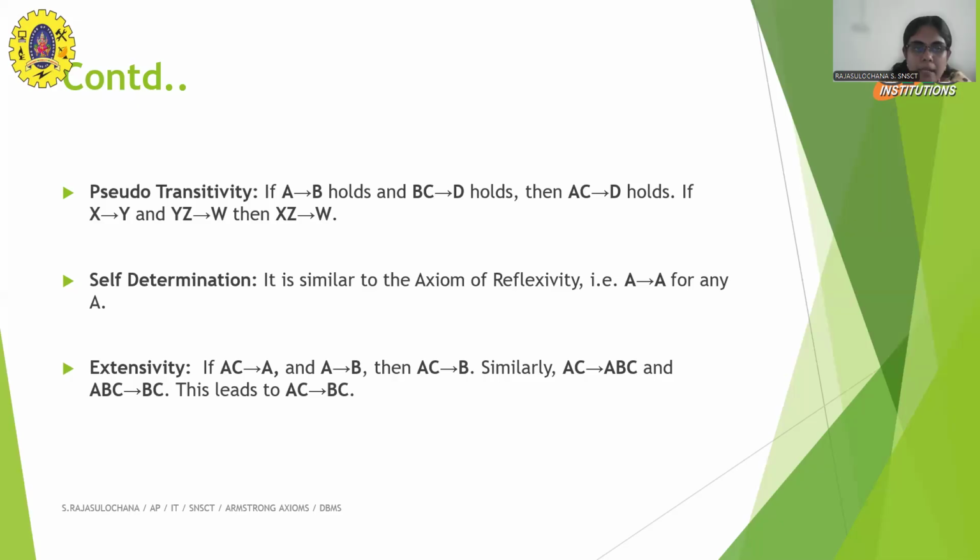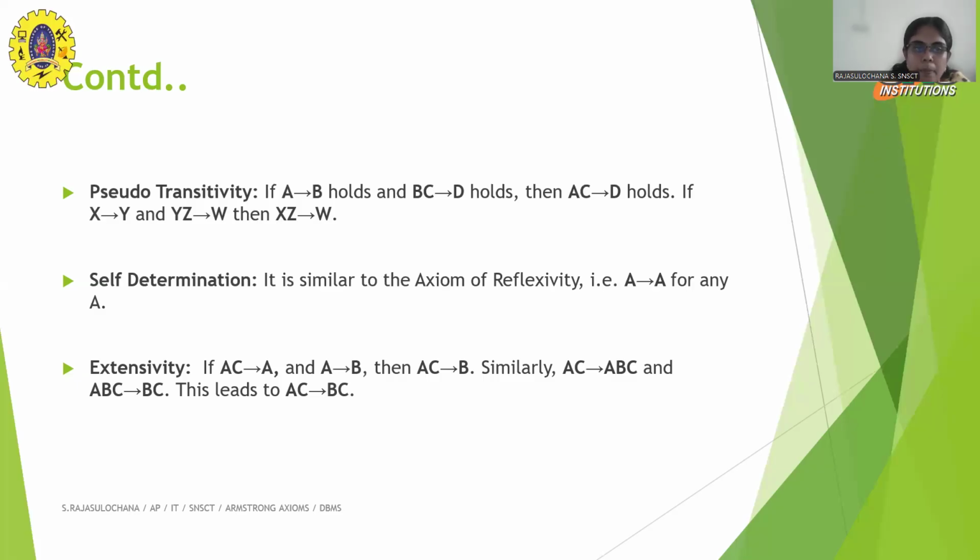Next is the self-determination. Self-determination is similar to axiom of reflexivity, that is, any attribute can determine itself. That is the property of self-determination. For example, A determines A. If you want to explain with some real-time examples, student ID can determine student ID. So any attribute determining itself is called as self-determination.